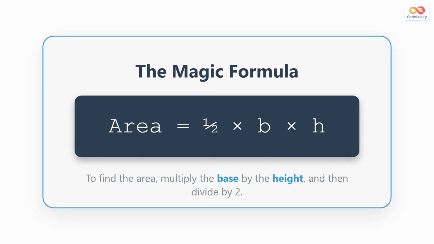Here is the formula you need to remember. Area equals 1/2 multiplied by the base multiplied by the height. It is often written as 1/2 BH, but where does that 1/2 come from? Let us find out.